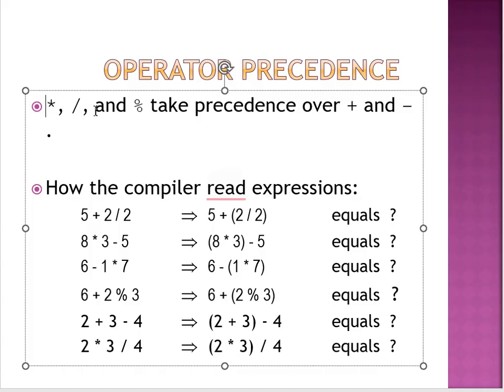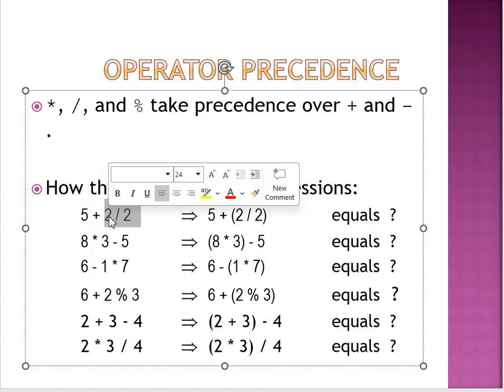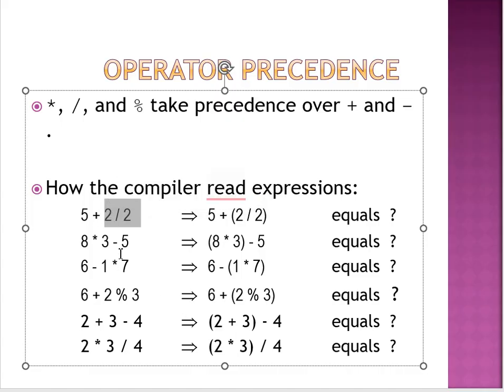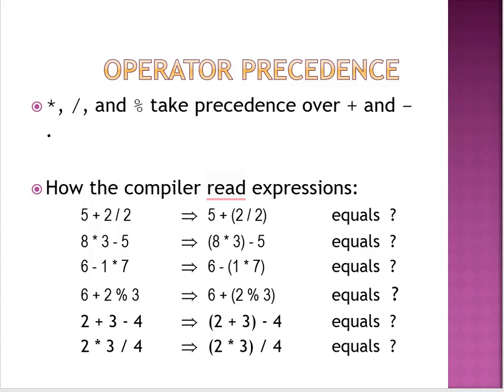So multiplication comes first, then followed by division, and then this modulus. So it takes precedence over this plus and then followed by minus. So the compiler will read this as follows. It will start with dividing here before addition. You noticed here? So this is how it is going to read it. For the next arithmetic expression, it starts with the multiplication, then subtraction, just like that. So that's how it works. So there is precedence.